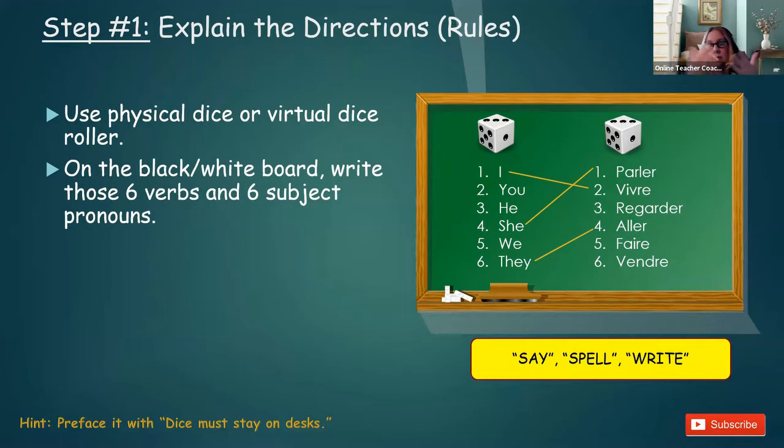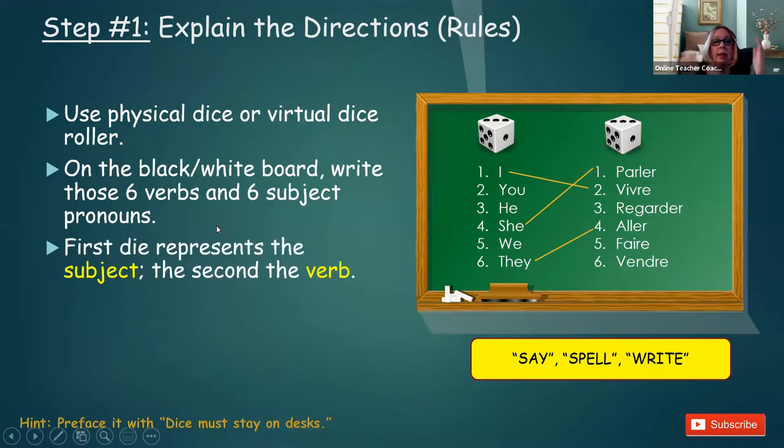I'd only choose verbs that they have already learned. In this case, there are a few irregulars in there. So choose verbs that you want your students to actively recall. All right, so I tell them that the first one represents the subject.